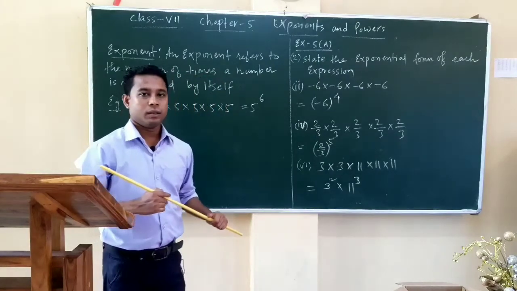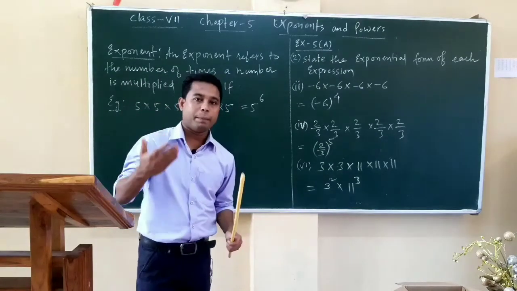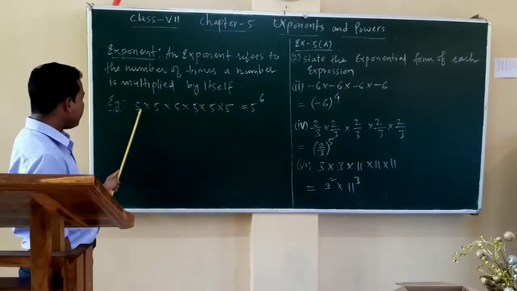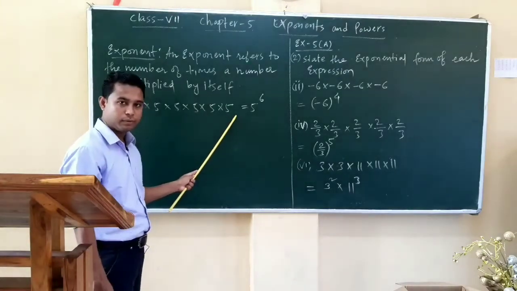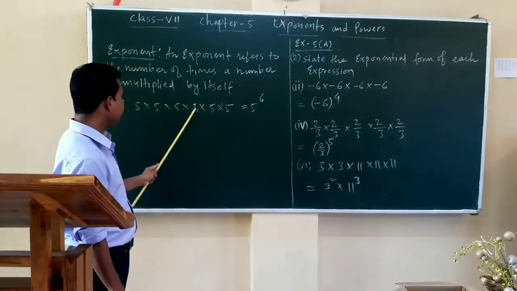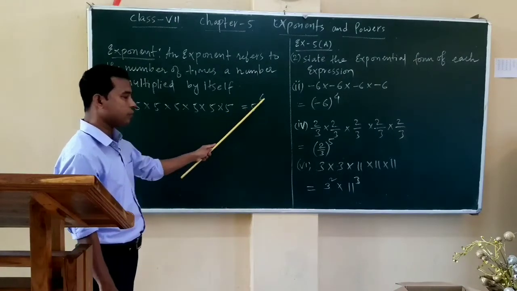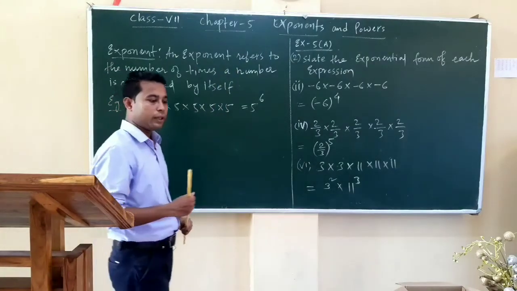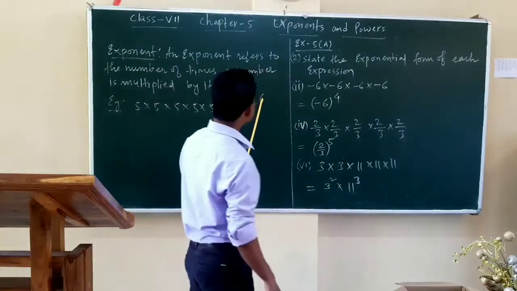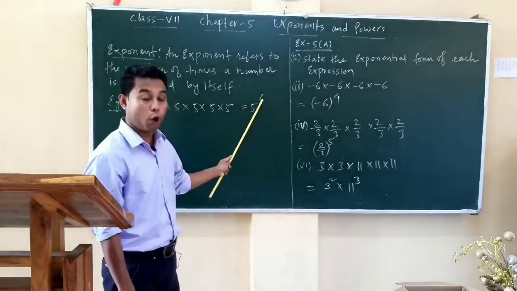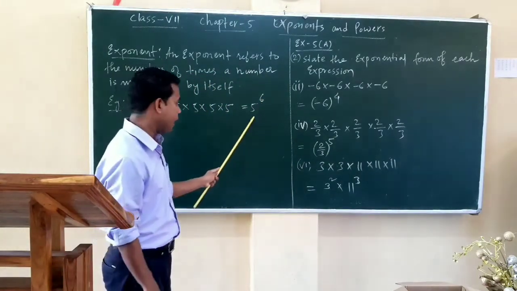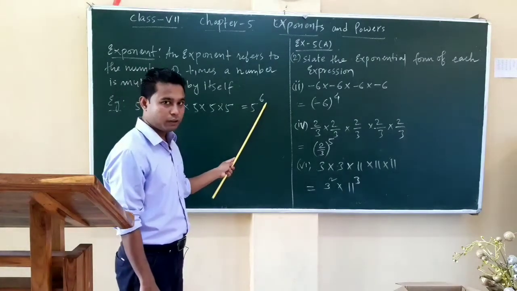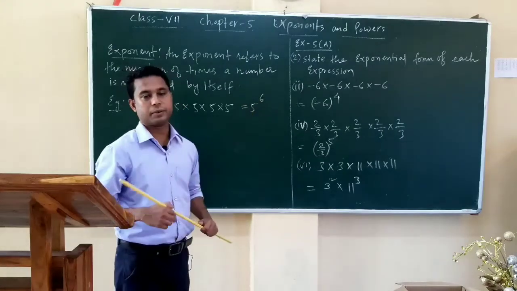Okay, a number multiplied by itself. Like you see here, how many times is 5 multiplied by itself? 1, 2, 3, 4, 5, 6. So 5 is multiplied 6 times. So here 6 is called the exponent or power, and 5 is the base. Okay, 6 is the exponent or power and 5 is the base.